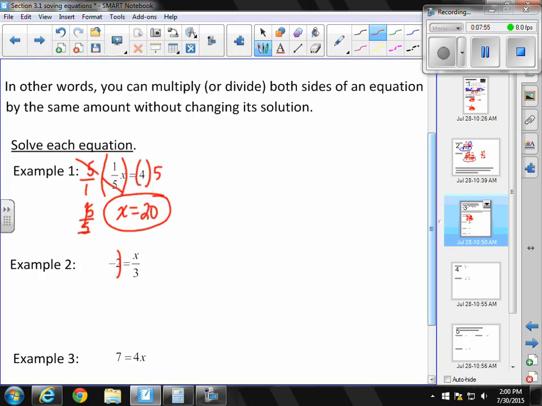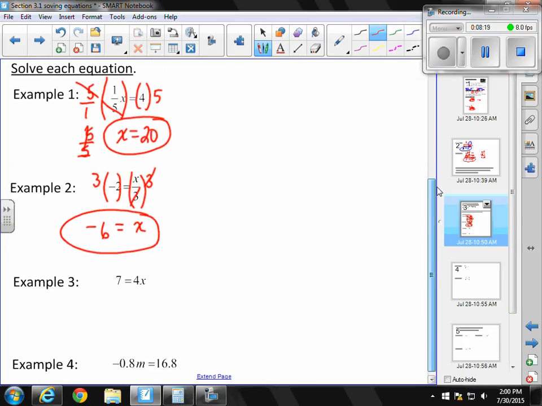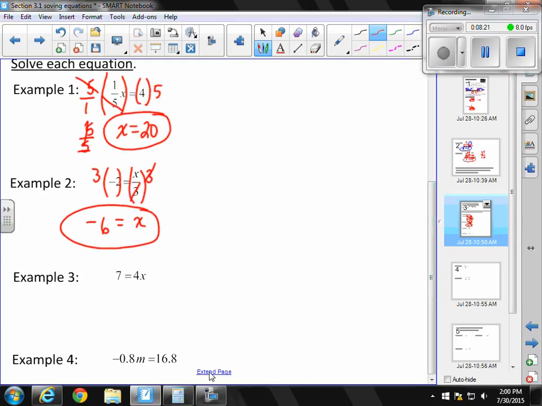Again, we're dividing by 3, so to get rid of that denominator, we're going to multiply both sides by 3. So we're multiplying by 3 and dividing by 3, those cancel out, and we're left with x on the right-hand side. On the left-hand side of the equation, 3 times negative 2 is negative 6. Notice, it does not matter which side of the equal sign the x is on, as long as we have x by itself in our final answer.